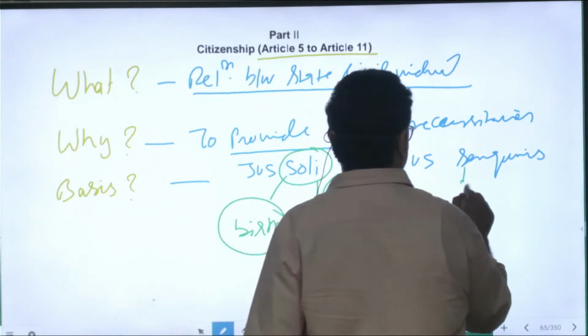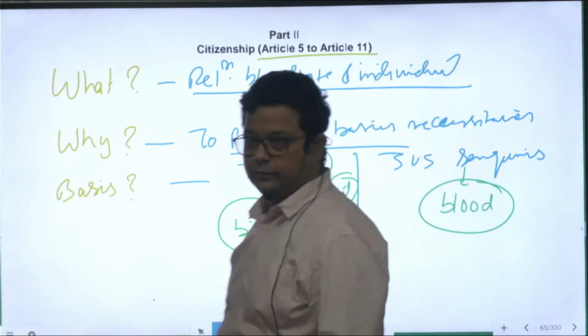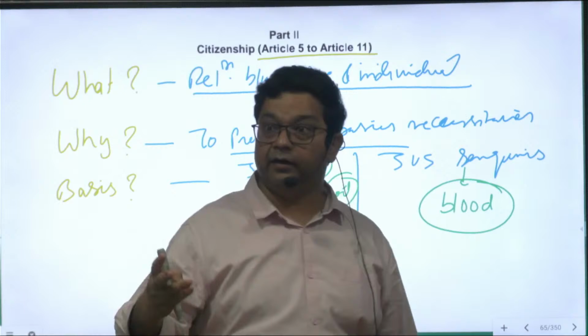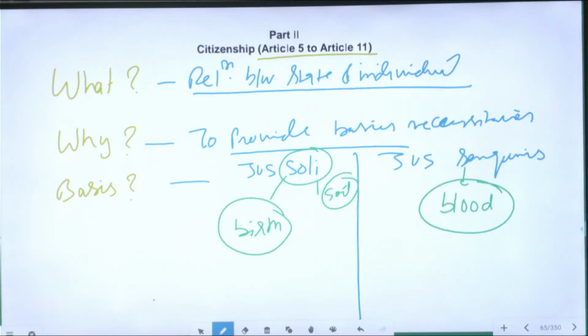Jus sanguinis means the citizenship granted on the basis of blood, clan, blood. बेसिस ऑफ ब्लड मतलब एक ही क्लैन के लोगों को सिटीजनशिप मिलेगा, एक ही ब्लड के लोगों को सिटीजनशिप मिलेगा. Like Israel, only Jews can get a citizenship of Israel. So blood of the Jews is considered.